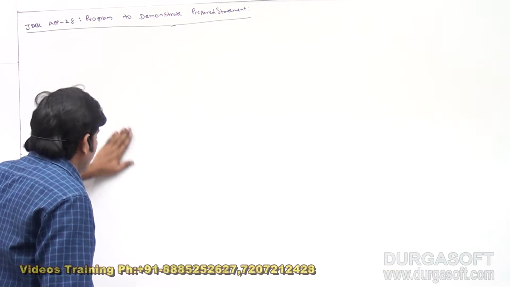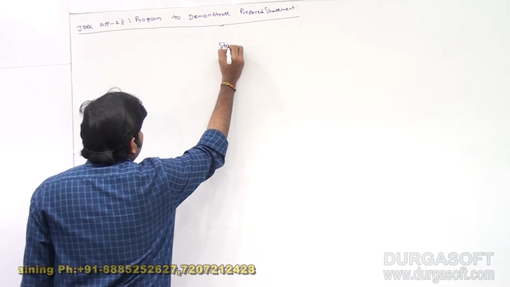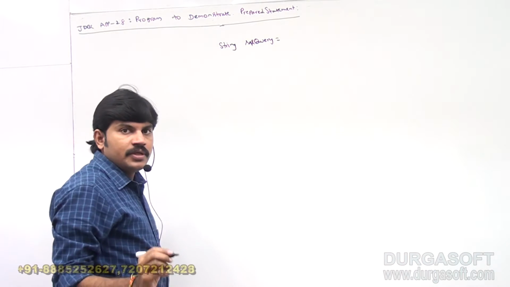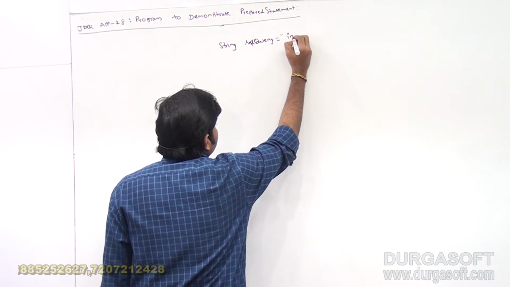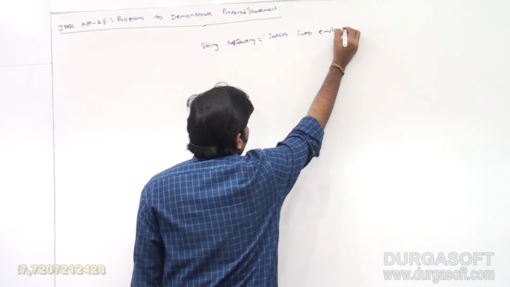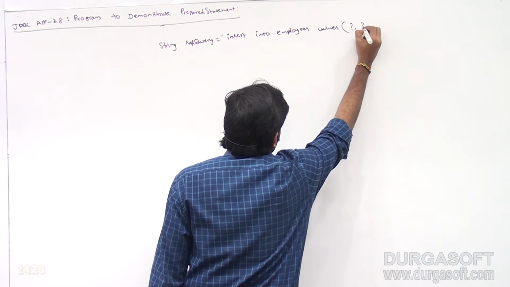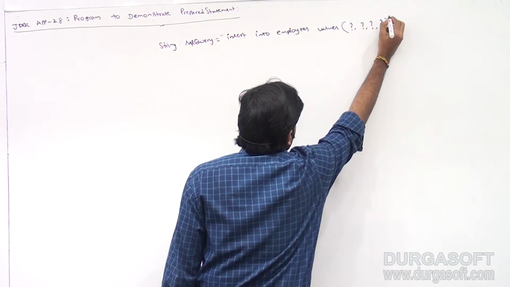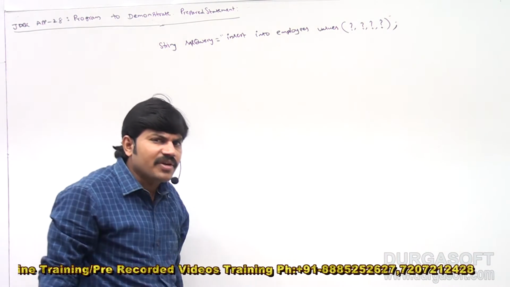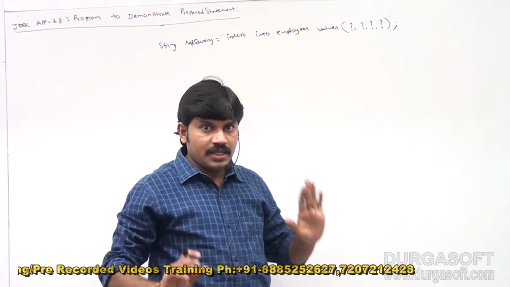Now let me get my query ready. String SQL query is equal to the insert query: insert into employees values, question marks, like this. Now the query is ready. Is it a static query or a dynamic query? It is a dynamic query, because the query has question mark symbols.